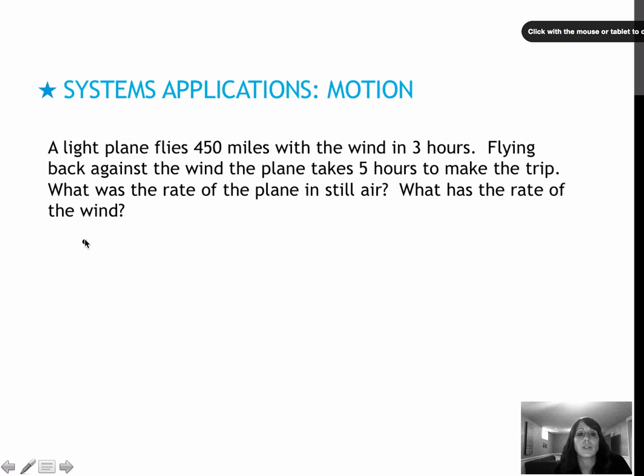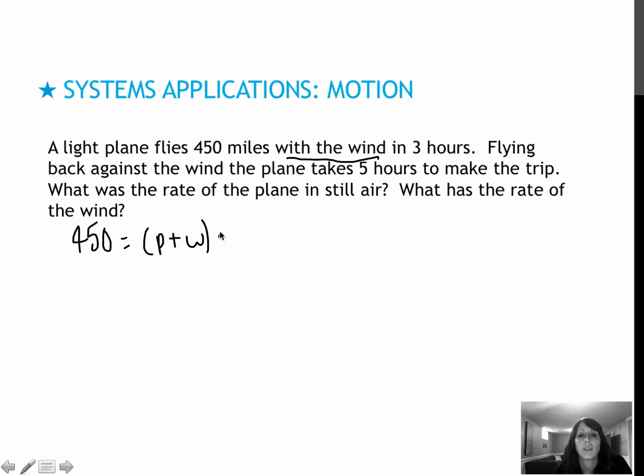The light plane is traveling 450 miles, that's distance, equals the rate. And the rate is with the wind, so that means the wind is helping it, P plus W, times time, so distance equals rate times time. Flying back, again 450 miles. The speed of the plane working against the wind, it takes 5 hours.